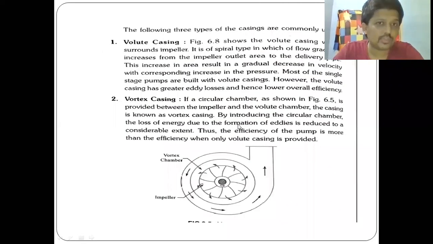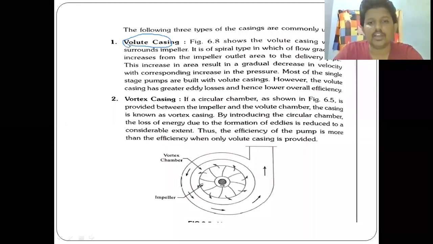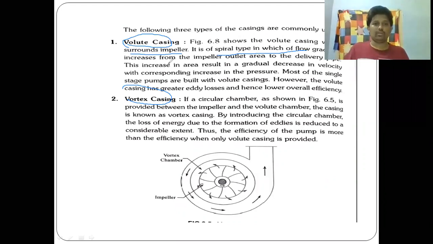We have different types of casing here. The first one is the volute casing. We also have the vortex casing. What are volute and vortex casings? The volute casing surrounds the impeller. That means it is a spiral type which gradually increases. Let me say, it is a spiral form. I think you know what a spiral thing is. You have seen a spiral binding, right? The spiral part.